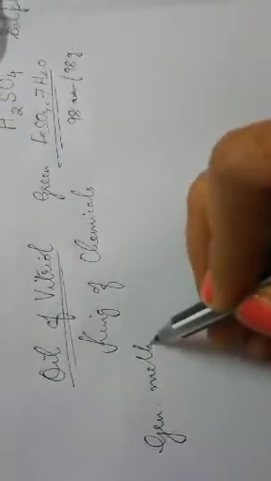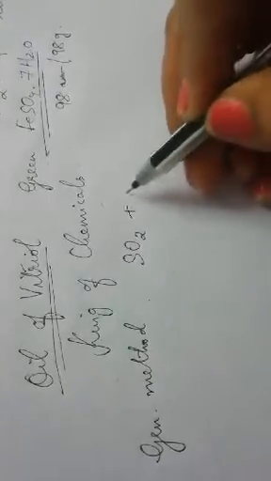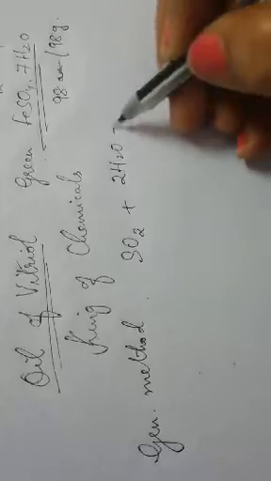Now there are three general methods of preparation of sulfuric acid. First is by the reaction of sulfur dioxide with chlorine water. You get sulfuric acid and hydrochloric acid.